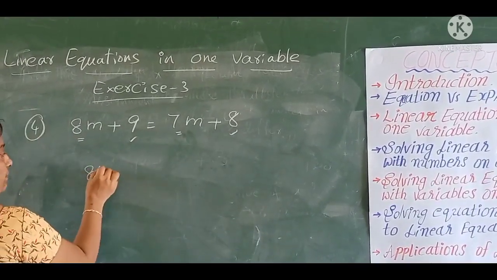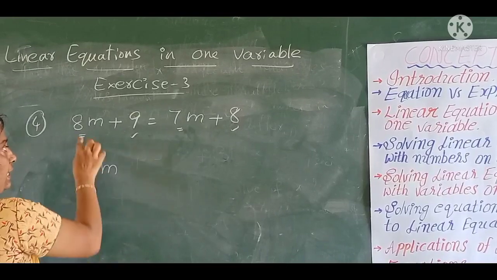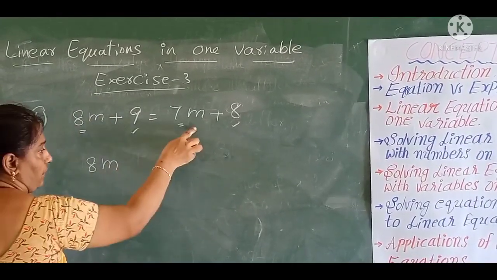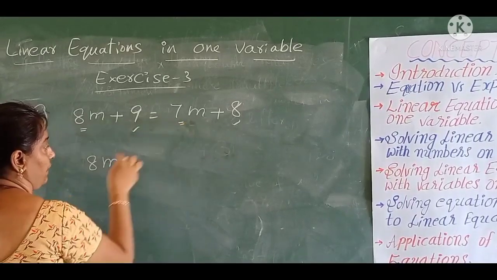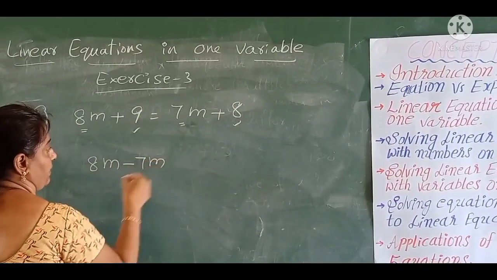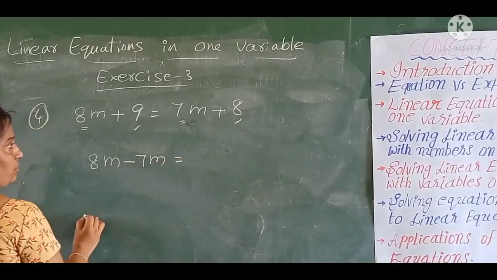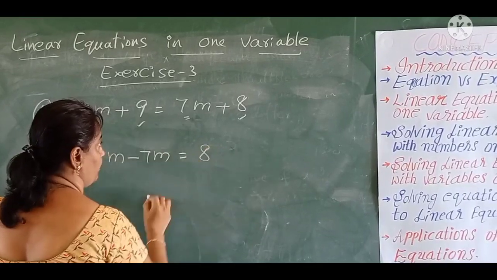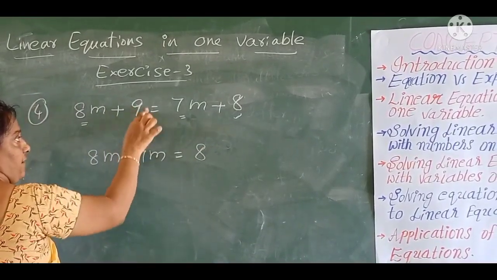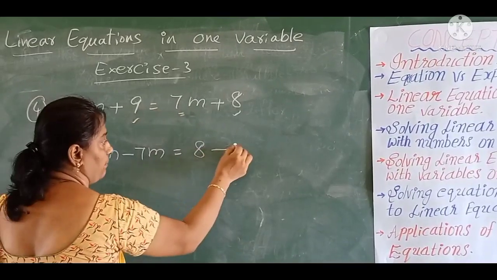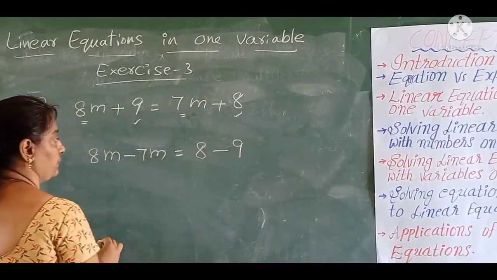So we have to keep the variables on the left side. Already on the left hand side 8m is there. So moving 7m to the left hand side, minus 7m is equal to, already on the right hand side the constant is there, that is positive 8. The left hand side constant is plus 9. Moving to the right side, it will become negative 9.